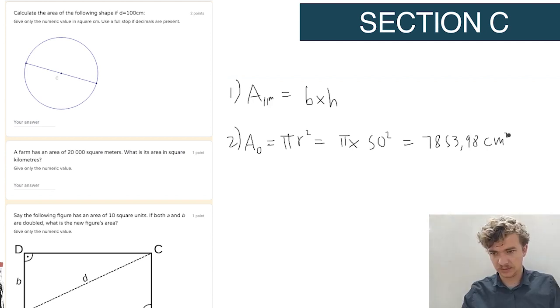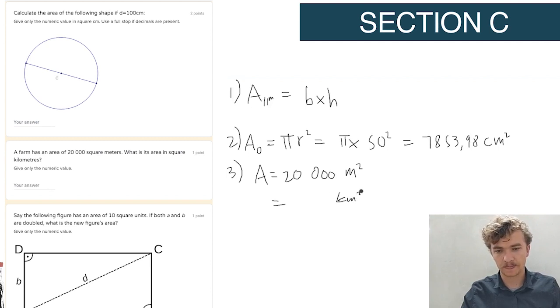And question number 3 states, a farm has an area of 20,000 square meters. What is its area in square kilometers? Okay, so they tell us the area of the farm is 20,000 square meters. What is this in square kilometers?